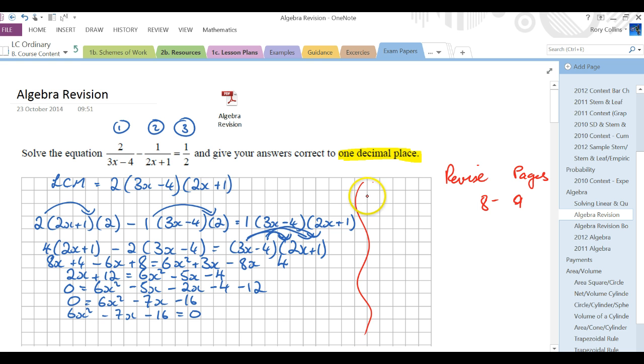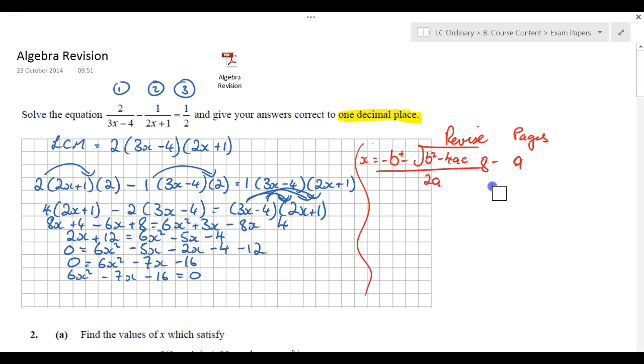The quadratic formula says x is equal to minus b plus or minus the square root of b squared minus 4ac all over 2a. I'm just going to rub out this here revised pages. So let us write down what we have. We have a equals 6, b equals negative 7, and c equals negative 16. So we're going to sub that into our equation.